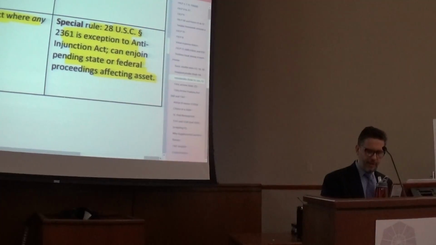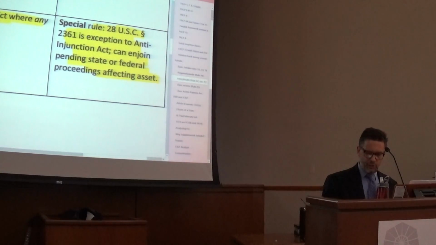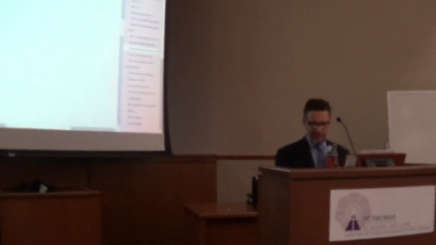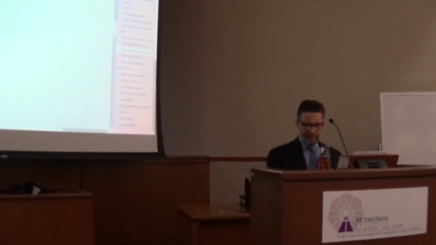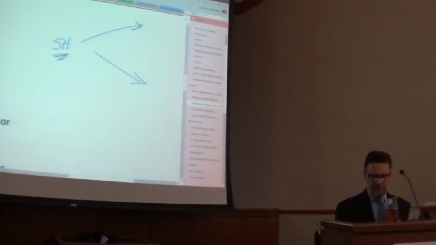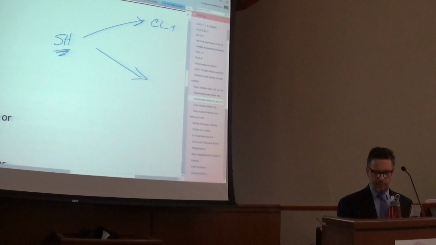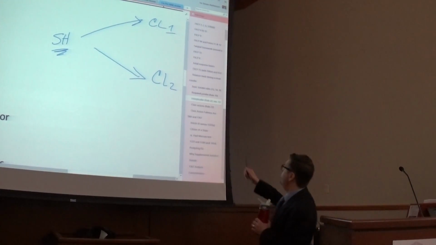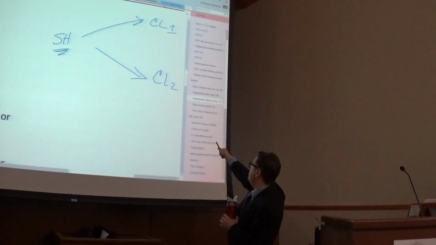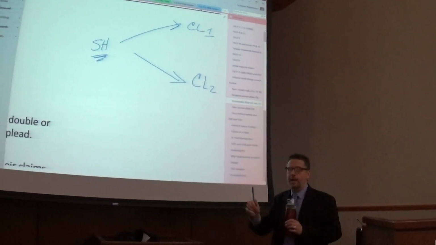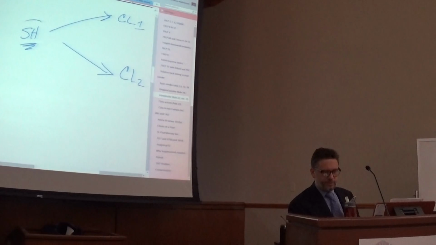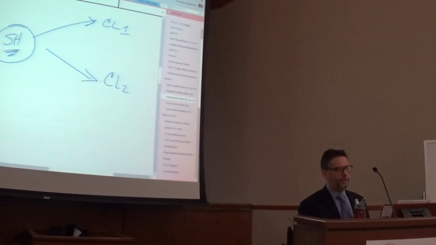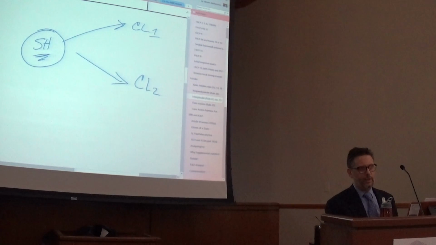Other things to note about interpleader is that it's not impleader, but rather interpleader. Interpleader refers to when you have a SH, a stakeholder, who has some sort of property that's demanded by one or more claimants, claimant number 1 and claimant number 2. Here, the stake is something that is being claimed by 2 different parties, and the party that actually is in possession of the stake interpleads the other 2 parties so the court can decide who gets possession of the property.